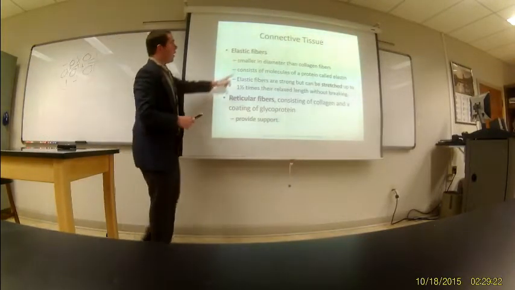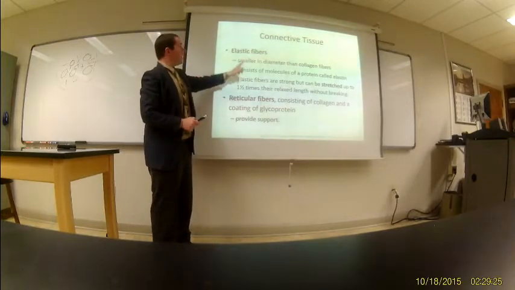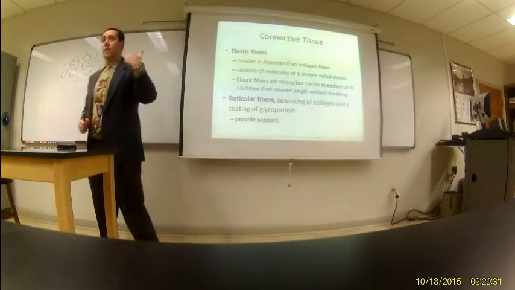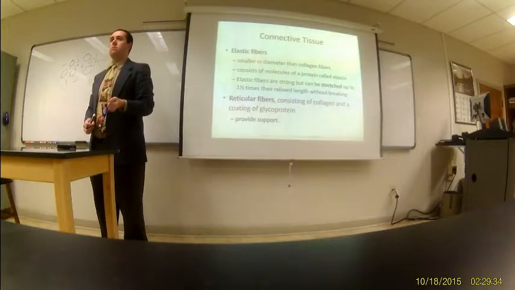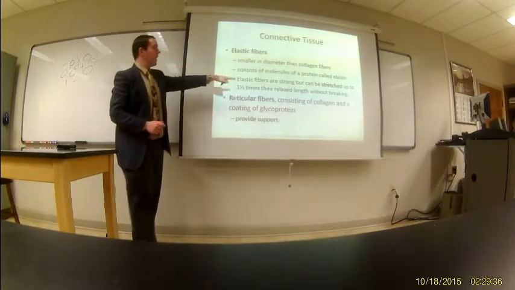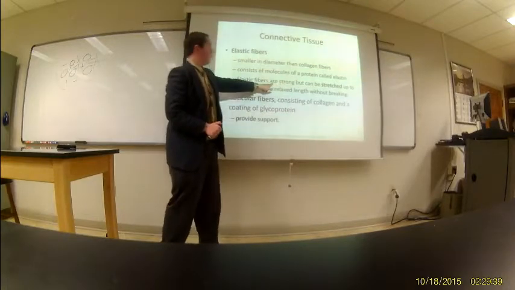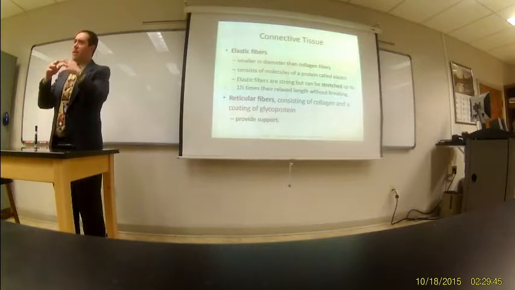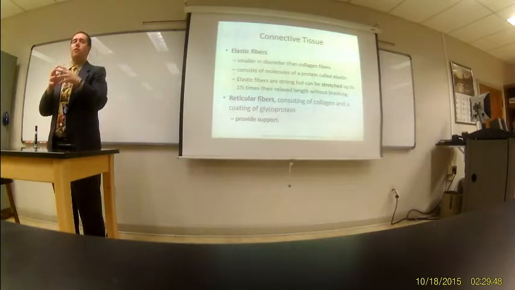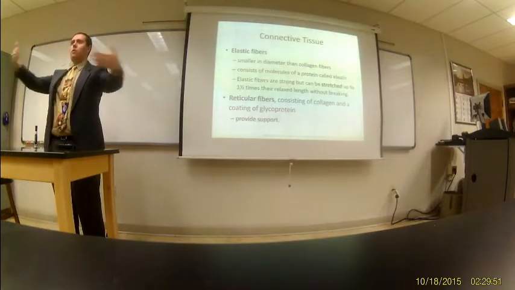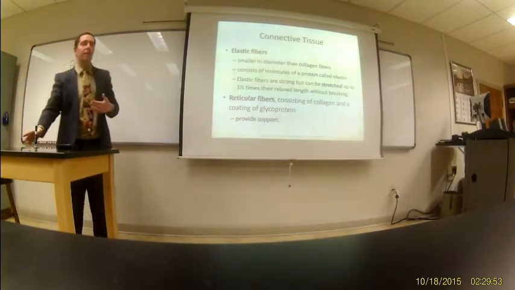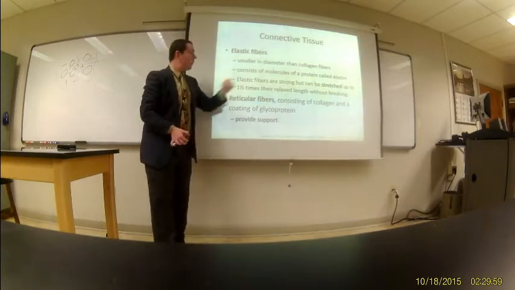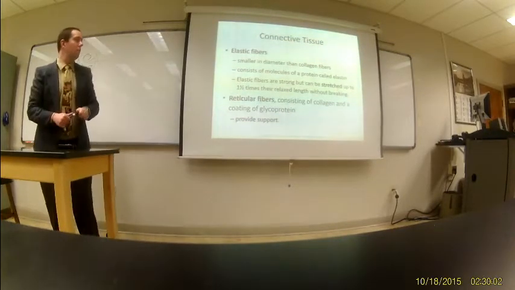Elastic fibers are smaller than collagen. These are made up of a protein called elastin. Collagen fibers are made up of collagen protein. Elastic fibers are made of elastin. They're strong, but they're stretchy. They're not designed to be bent, really, like collagen is. They're stretchy, designed to go one direction, like a spring. A spring is designed to go one direction. And they can stretch a lot, about 1.5 times their normal length before they're going to break.